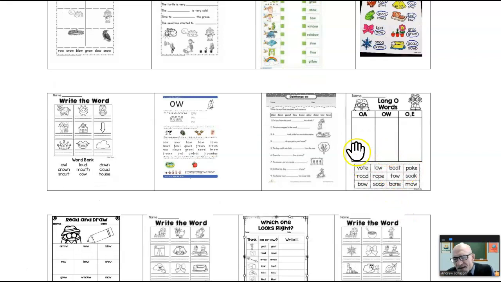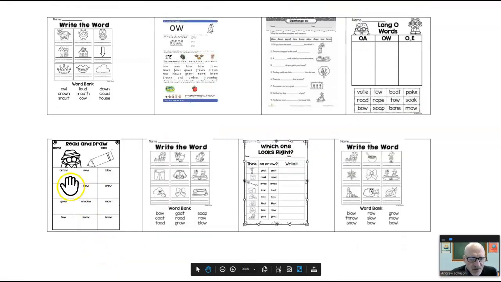With this one, I would maybe use it down the line, but it confuses them because I'm doing 2 other different long O sounds. I'd want to focus just on one. Read and draw, write the word. I like this. These are all good. So these are all good worksheets.